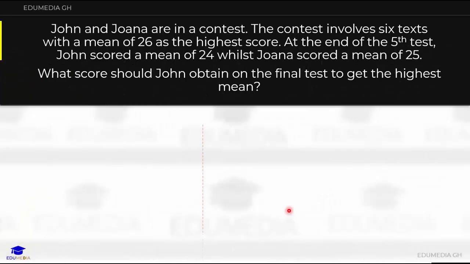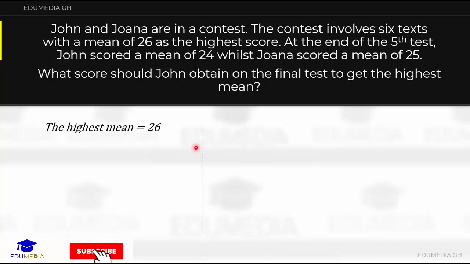First of all, let's identify the highest score that the question is giving us. The highest score that they need to attain is 26 here. So the highest mean that they need is 26. But at the end of the 5th test, John had already scored a mean of 24. And let's also remember that the question is asking us the score John should obtain on the final test to get the highest mean. So at the moment, we have to pretend as if there's nothing there talking about Joanna, because we don't need anything about Joanna.